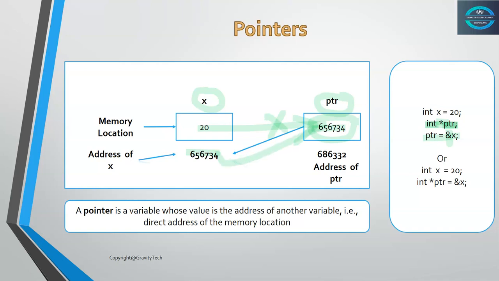And the other way, you can just write it the simplest way. Define and initialize the variable x, and then int star ptr is equal to ampersand of x. Directly you can initialize, so you can club these two, right? Don't worry, we are going to look at these things in practical now.